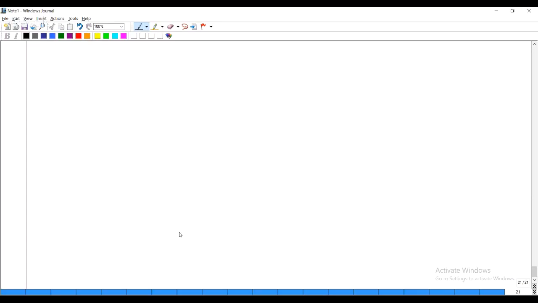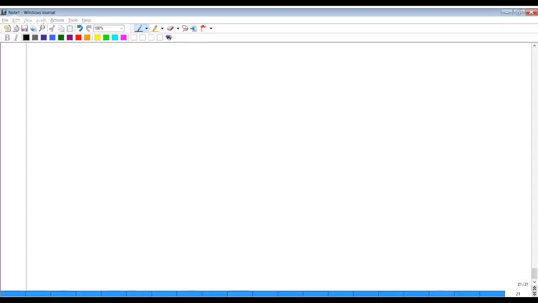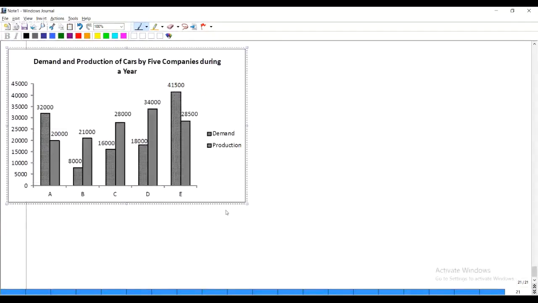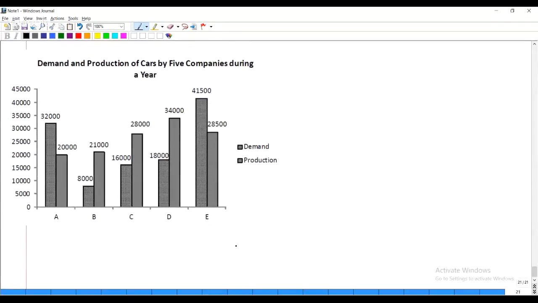Look at 73 to 75. Let me get the data for you. The data says the demand and the production of cars of 5 companies during the year. And the demand and production is given like this. Now, which company can meet the demand of company A, if A prefers to produce the cars from a single company to meet the surplus demand.